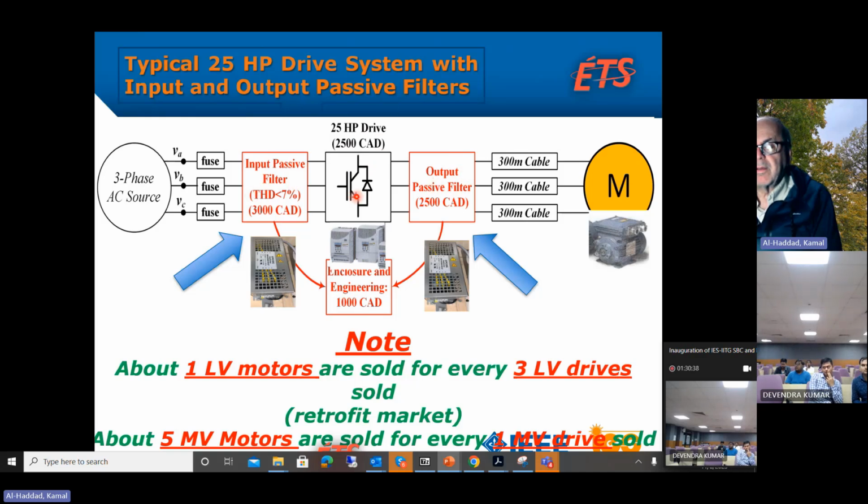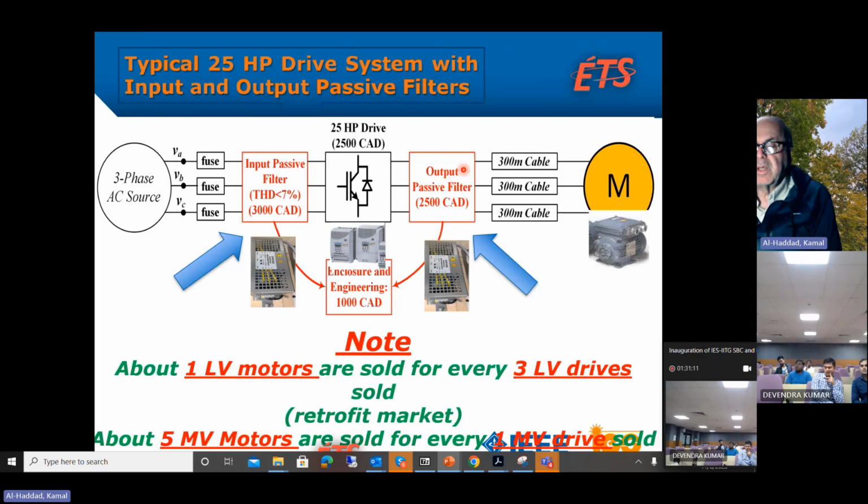So you can sell the drive, or you say my drive is $2,500, but it doesn't work alone. You have to add all these, so you end up multiplying by 3 the price of the system. What's the solution? Can I remove this? No, I need to control the energy. So this is the only element where I can control the energy between the 3-phase AC and the motor.